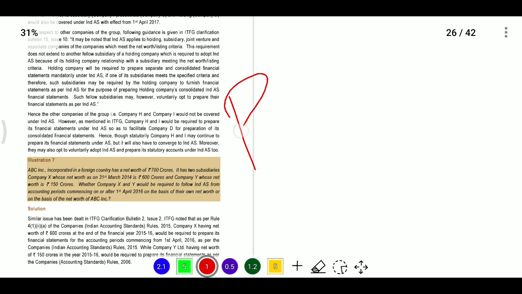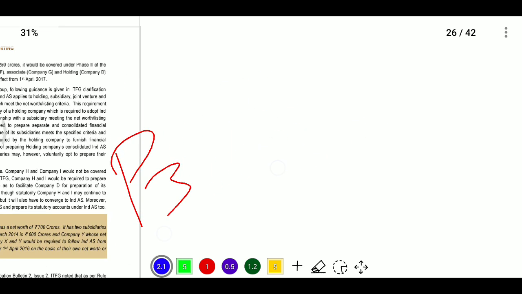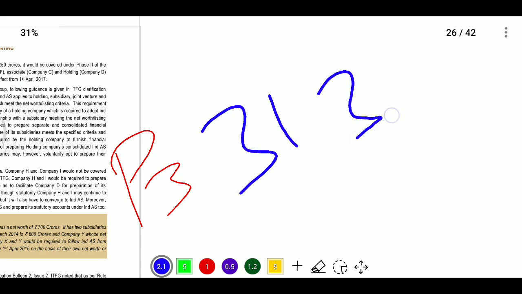In Phase 3, if a company meets the criteria specified in Phase 2 in any year after 31st March 2017, then it shall apply Ind AS from the immediate next year. Whenever the criteria are met, then they need to follow.